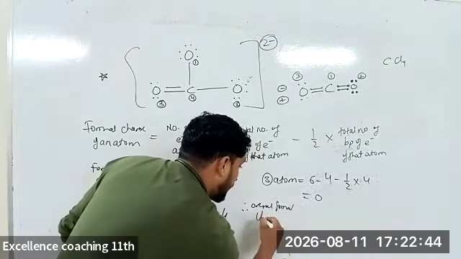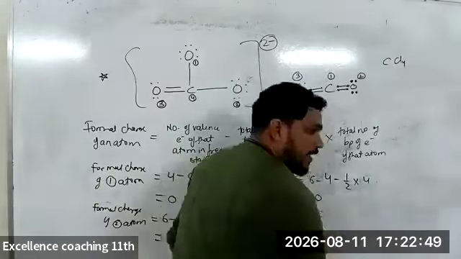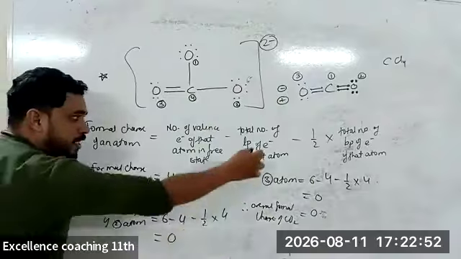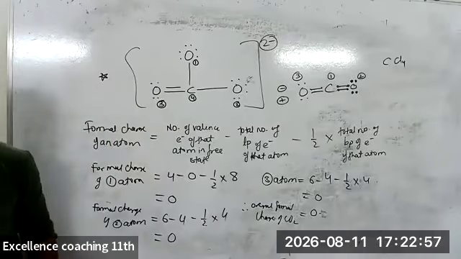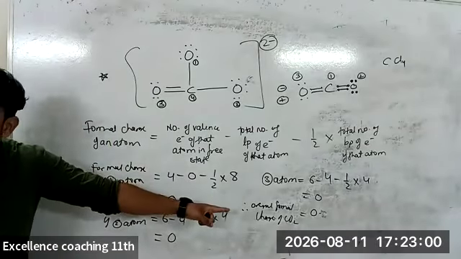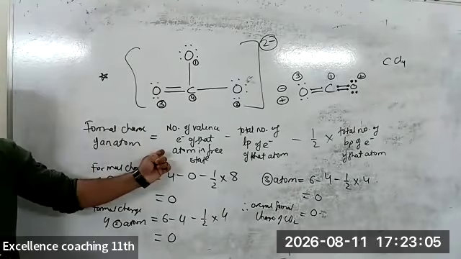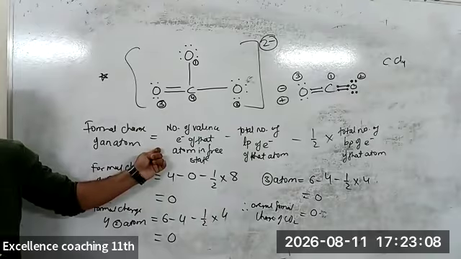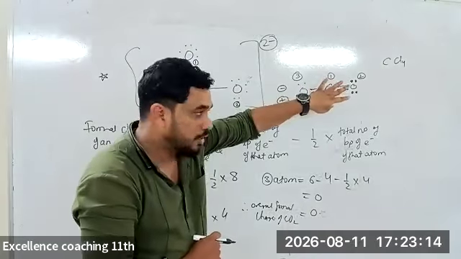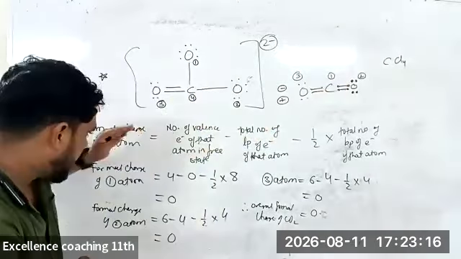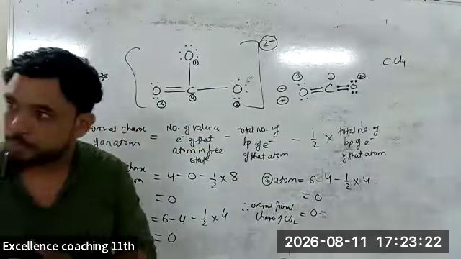So the overall formal charge of CO2 will be equal to what? 0. Correct? I have to add all the charges. Will it come to 0? Is there any charge on the CO2 molecule? 0. So am I getting 0? It means you are all correct. Is the formal charge concept clear? You should know the formula. Draw the CO2 molecule, and write these 3 things. Then I will go to CO3 2 minus.